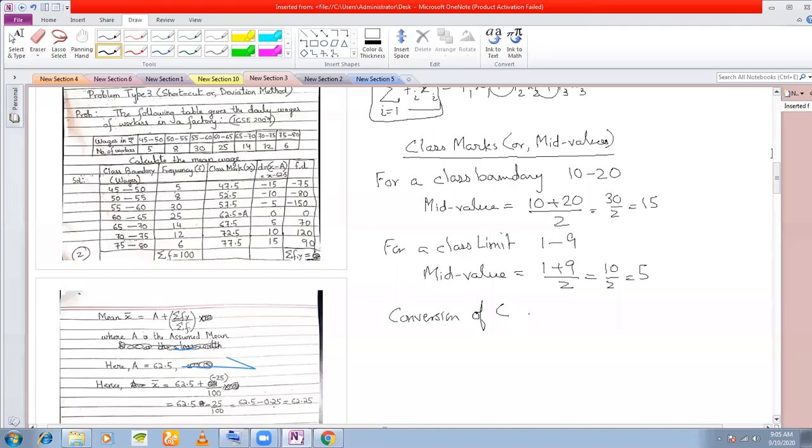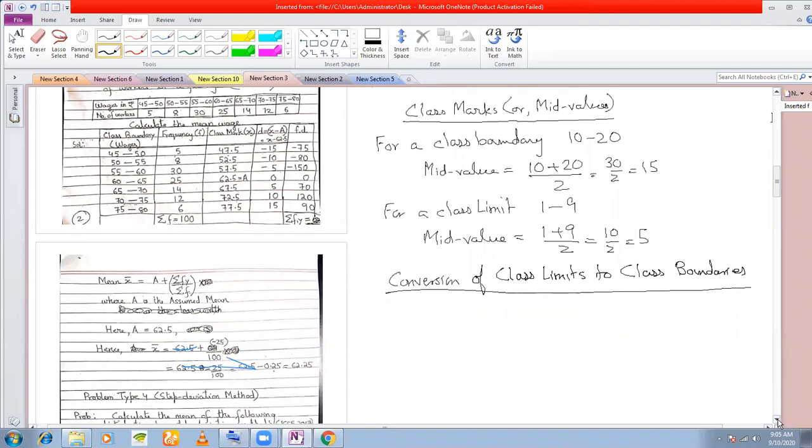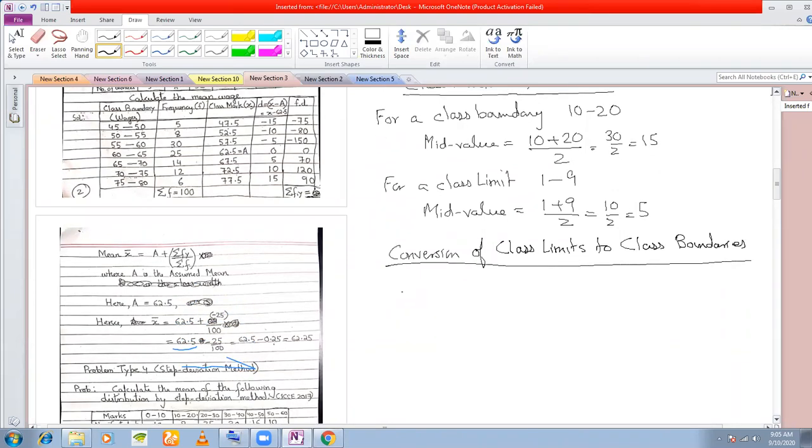Conversion of class limits to class boundaries. Let us take this class limit, in fact. Let us take 1 to 9. This is a class limit. How to convert this class limit to a class boundary?